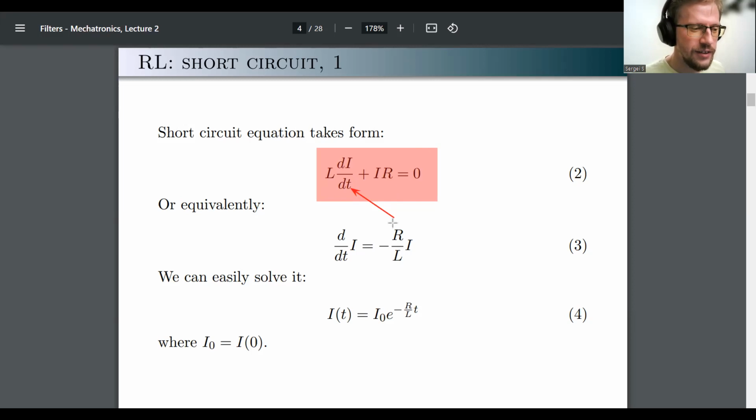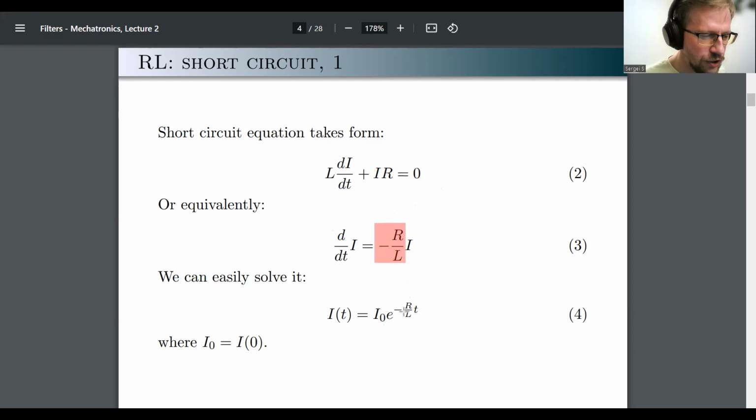Now, let's attempt to solve it. The first attempt we can do is to bring this to the left-hand side. Standard thing for a first order differential equation. We know that the solution is going to be exponential. If you remember how it's done, then clearly you can see that this is going to be the coefficient of the exponential here, right?